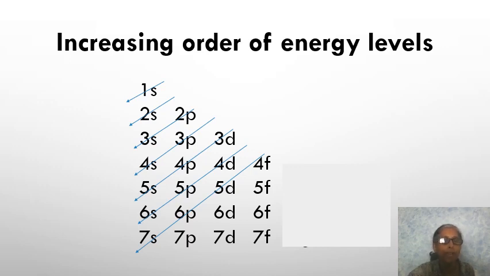So if you draw parallel arrows like this, you will be able to find out which has a higher energy level and which has a lower energy level, so that it becomes easy for you to do the electronic configuration using the subshells. Okay.